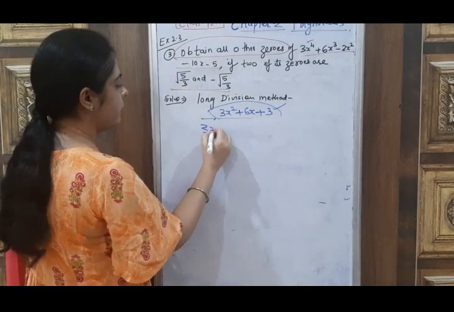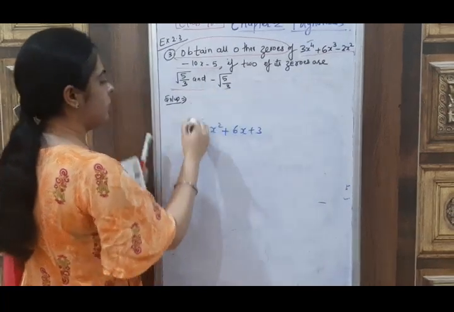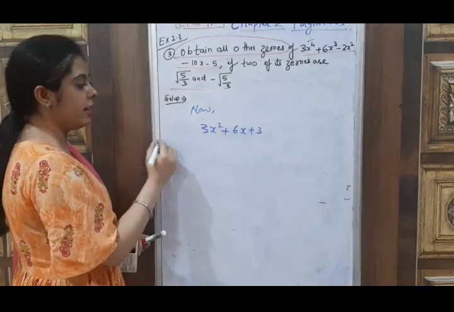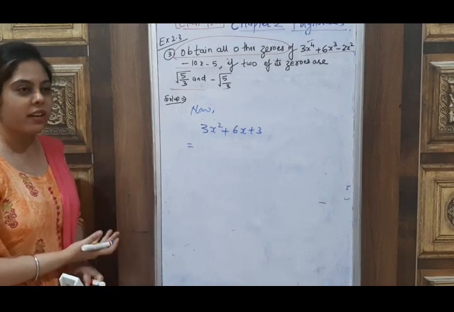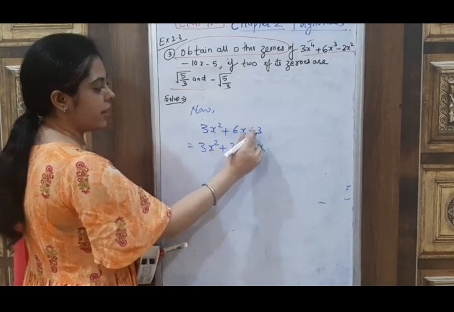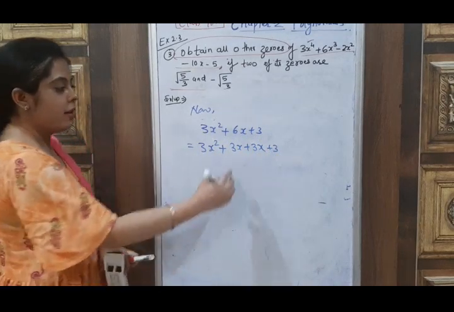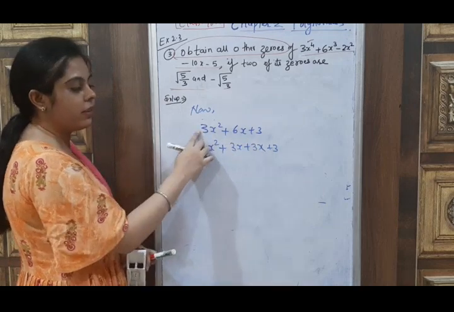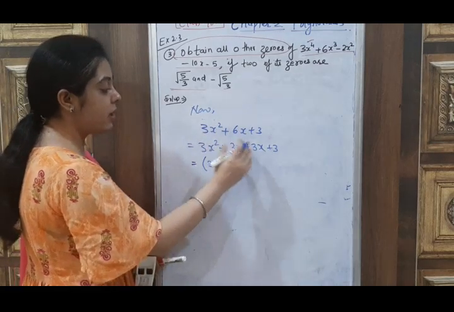Three x square plus 6x plus 3 is our quotient, and now we have to use the splitting the middle term method. Here you can see that the middle term is 6x and we have to break it. How to break it? We break the middle term 6x as 3x plus 3x, and this 3 we write as it is. Here 3x plus 3x is 6x and 3 into 3 makes 9. So now make a pair of two terms.